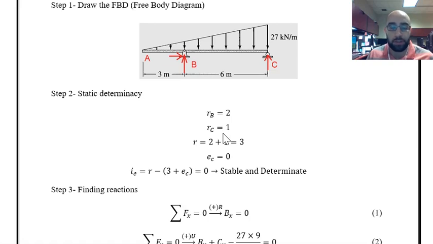I'm going to repeat this step in terms of finding the situation of the structure, to just know how to use it and remind you about the procedure of understanding the condition and situation of the structure. We have three reactions, so R equal to 3. EC is the equations of condition. We said if we have a hinge or roller inside the structure, they have their own specific EC values. Over here we don't have any of that, so EC equal to 0. Returning these values into this equation, we can see I is equal to 0, which means the structure is stable and determinate.